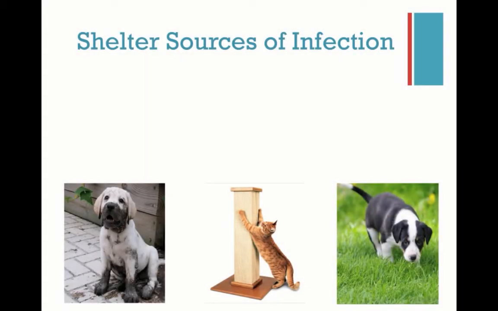So what are some common sources of infection that you might encounter at a shelter? So the first one I'll give you, fur and hair coat, which Dr. Hoshizaki talked about a little bit. What are some potential other sources of infection?